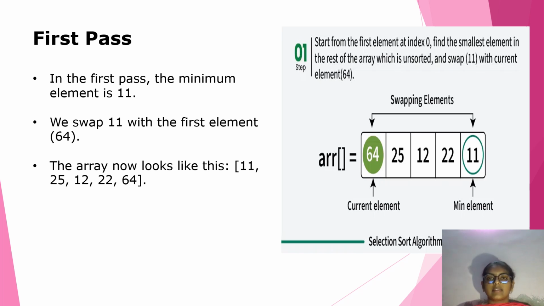Let's see this. First, we start from the first element at index 0. Find the smallest element in the rest of the array, which is unsorted. The smallest element in the array is 11. So we need to swap 11 with the current element, that is, the element at index 0. After swapping those two elements, the array now looks like 11, 25, 12, 22, 64. Now 11 is sorted.